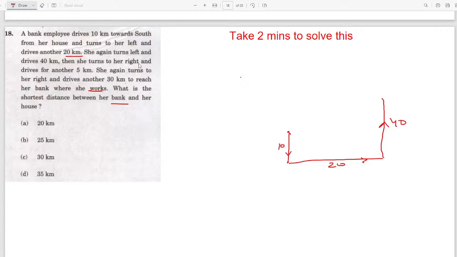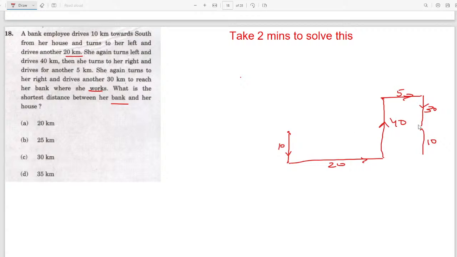And then she turns right and drives for 5 kilometers. This is 5. She again turns to her right and drives 30 kilometers, like this, to the right. So the total is 40. If she drives back 30 kilometers, this would be 10.